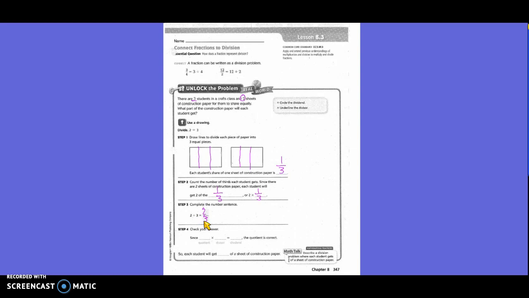Check your answer. What was our quotient? So quotient is the answer to a division problem. So what was our answer? 2/3. What was our divisor? 3. And then our dividend is 2. Does that make sense? 2/3 times 3 would get you 2? Yep, because if you were to simplify this first, you could mark out your 3's. You'd be left with 2/1, and does that not equal 2? Yes. So each student will get 2/3 of a sheet of construction paper.